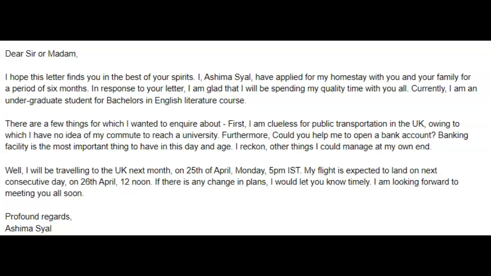However, to fix kind of what you wrote, I told you about this sentence, and then I, Ashima Sayal, have applied for a homestay with you and your family for a period of 6 months. That's fine. In response to your letter, I didn't really get this. I am glad that I will be spending, I wouldn't say my quality time. I would have said this period with you all, because what that does, this period, it's kind of a cohesive element to go back to this 6 months. Okay. So I am glad that I'll be spending this period with you all.